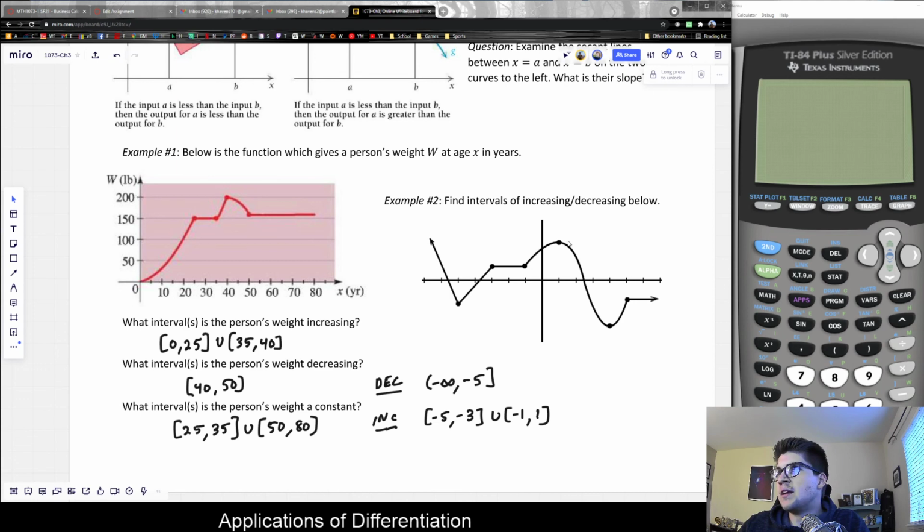Then from 1 down to 4, again using the x values, it's decreasing when x goes from 1 to 4. And then when x moves from 4 to 5, it's going back to increasing. And it appears to be constant from 5 to infinity. In the next video, we will talk about how we can use calculus to figure out these intervals in a similar way.